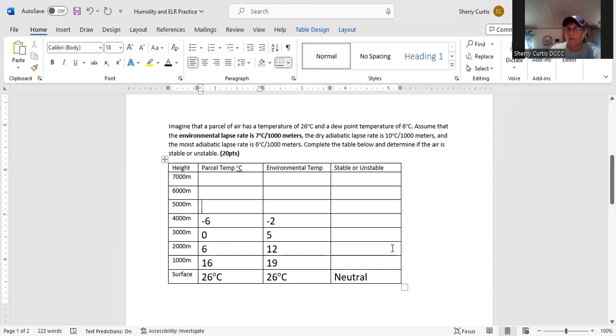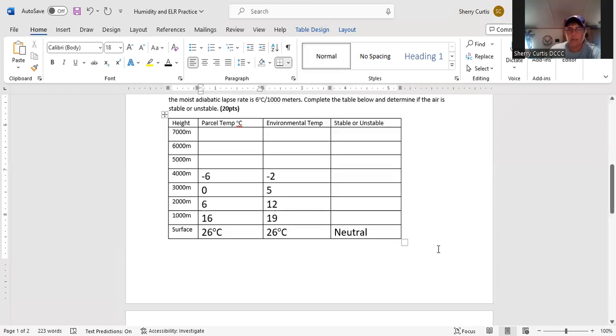And as far as determining stability, you can read the rules for air parcels in your chapter 4 in your textbook, and it will go over stable, unstable, conditionally unstable, and all those good things.